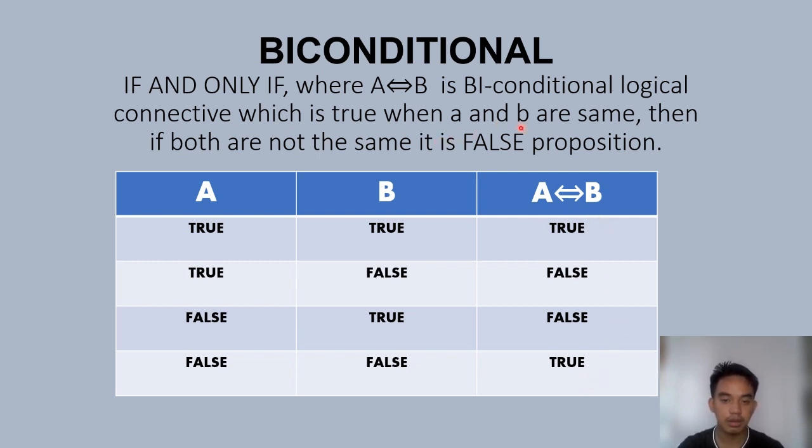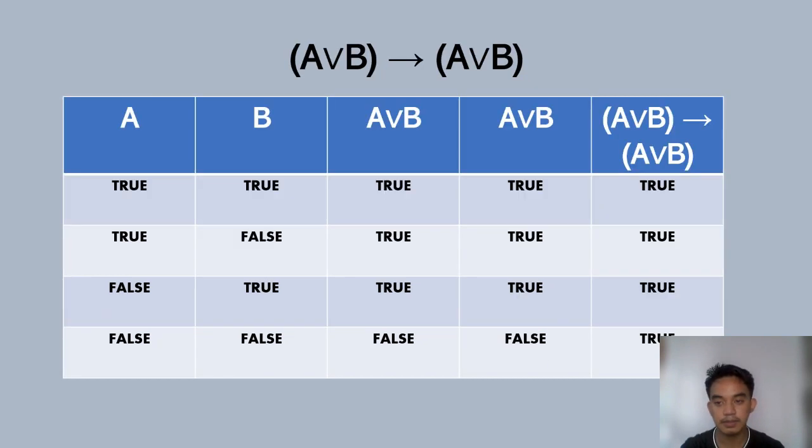in the biconditional connective, which is true when A and B are the same. Here, A and B are both true, which leads to a true value of the proposition. While here it is true, false, and it leads to a false proposition, and the rest are the same cases.